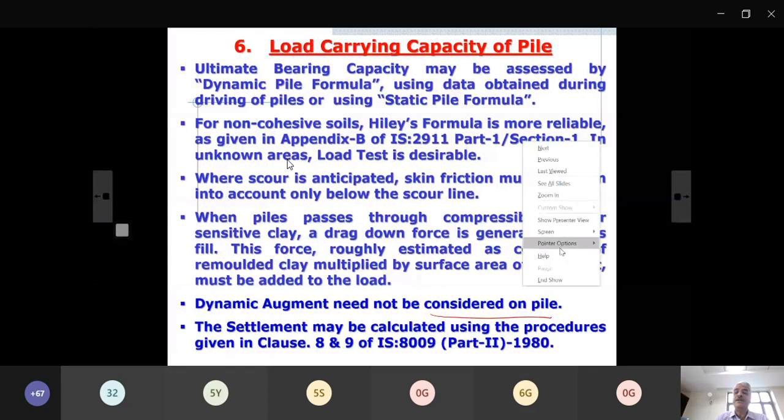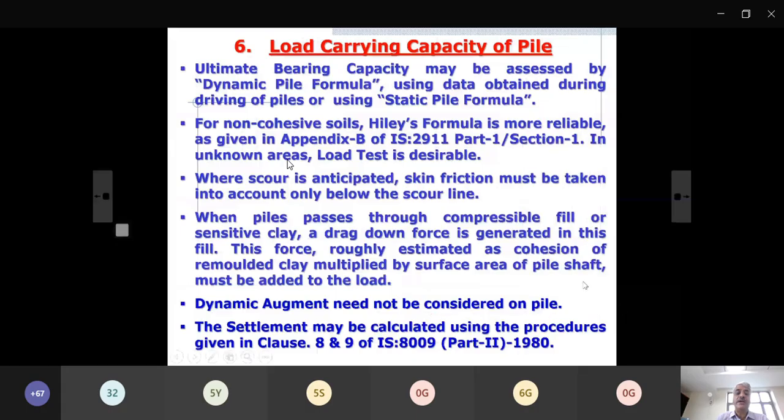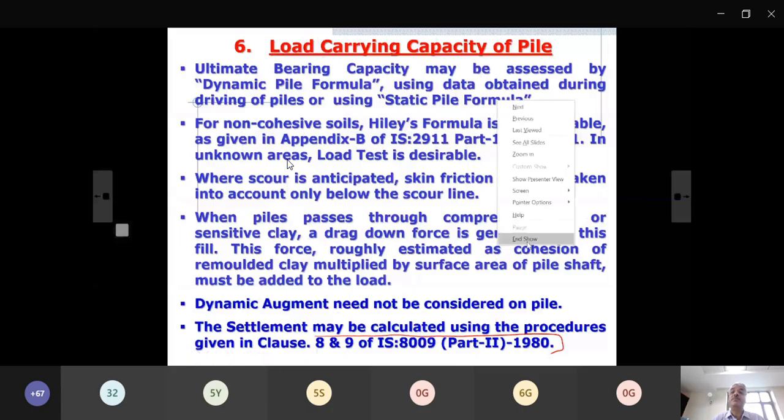And settlement in pile you can calculate. There is a procedure given in clause 8 and 9 of IS code. This is a very detailed procedure. Pile passing through cohesionless soil, pile passing through cohesive soils, then 2 layers, 3 layers, what are the properties of one layer with another, how the draft is made, a very, very detailed procedure. I will not like to go into those details, that itself will take 1.5 hours. So that is the procedure given for calculating settlement of the piles.